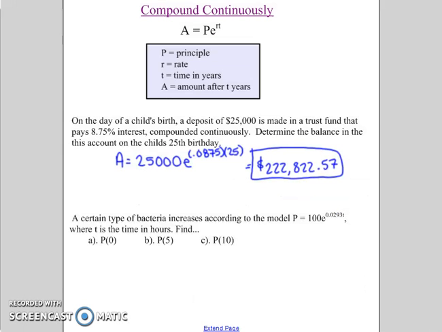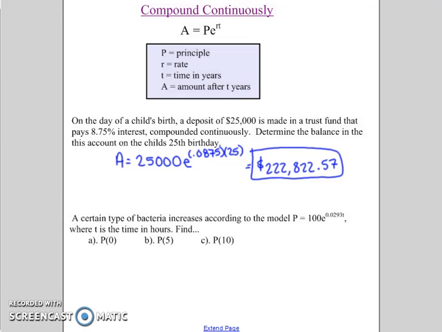Another example, a certain type of bacteria increases according to the model P equals 100, E to the 0.0293T, where T is the time in hours. So we just want to find P of 0, P of 5, and P of 10. So you can practice plugging that in. I'm going to give you the answer so you can check.